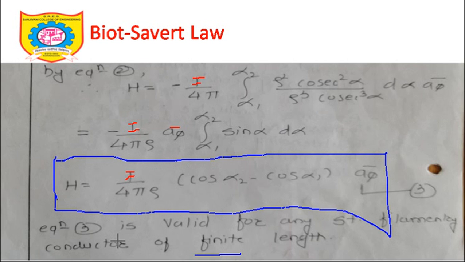I am having this marker and I need to draw with the touchpad, so sometimes it becomes difficult for me to draw, so just cooperate. So this is the final expression, H bar is equal to I upon 4 pi rho, cos alpha 2 minus cos alpha 1, a phi bar.